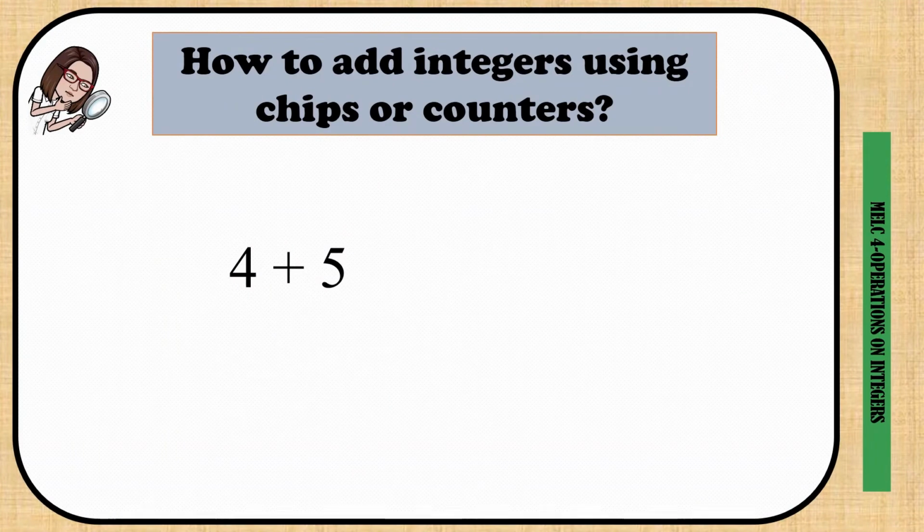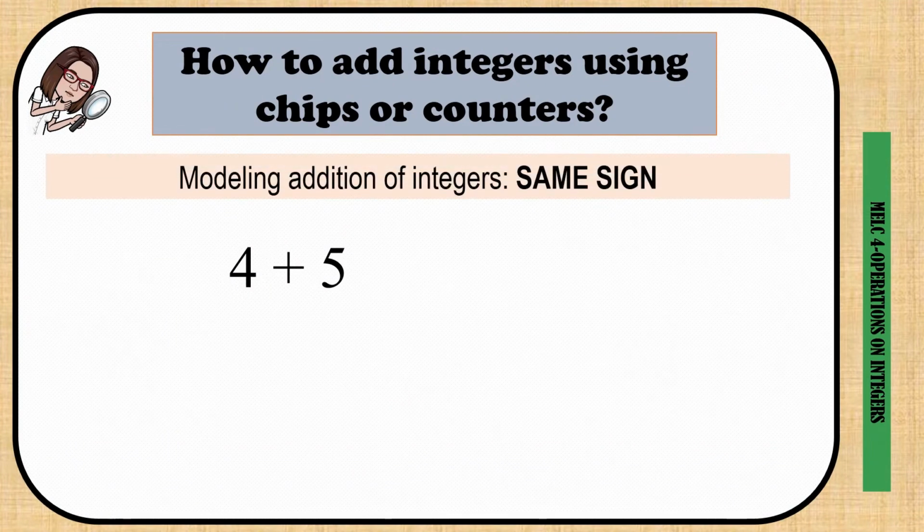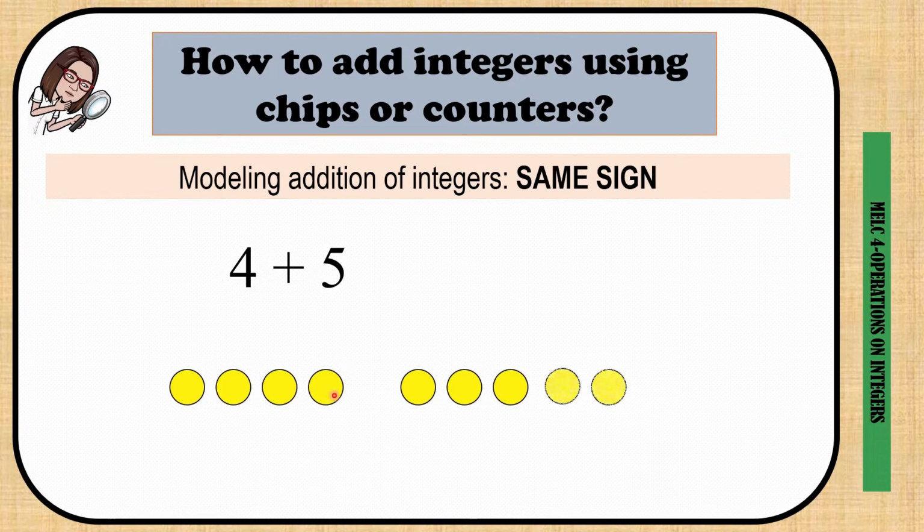Given 4 plus 5. So we are modeling here addition of integers with the same sign. Let's use the chips or the counters. 4 is a positive number and 5 is also a positive number. So what we are going to do is to represent it by chips, which is in yellow color, as I have already shown to you a while ago. So I will be giving you here 4 yellow chips and 5 yellow chips.